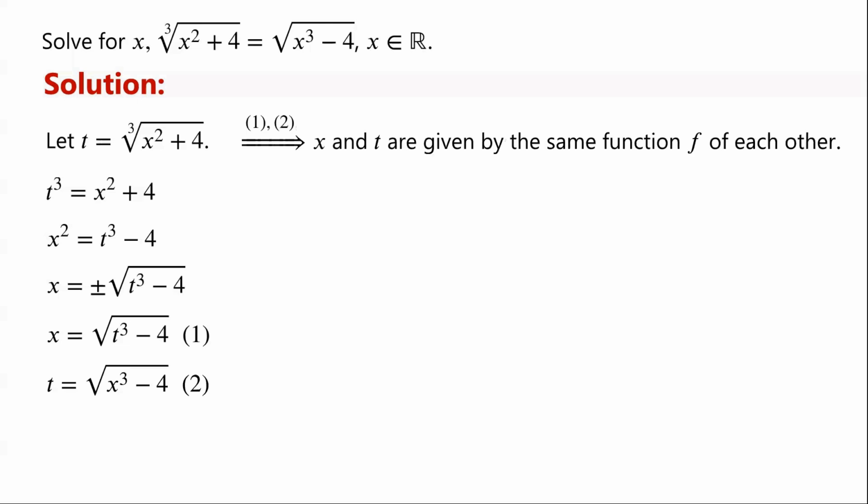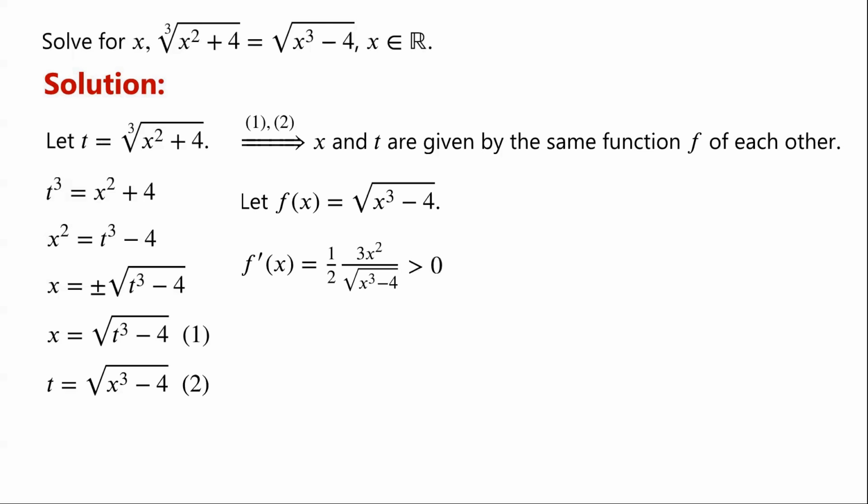From 1 and 2, we know that x and t are given by the same function f of each other. We let f of x equal root of x cubed minus 4. Then the derivative of f of x with respect to x equals a half times 3x squared over root of x cubed minus 4, which is greater than 0, as x is greater than 1. This implies that f of x is strictly increasing. Thus t equals x.